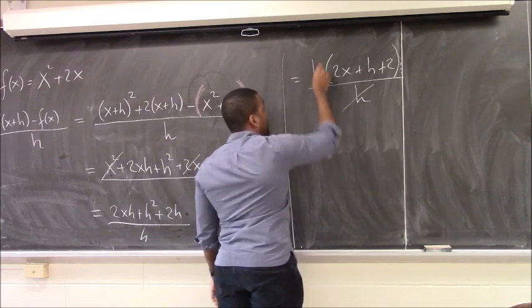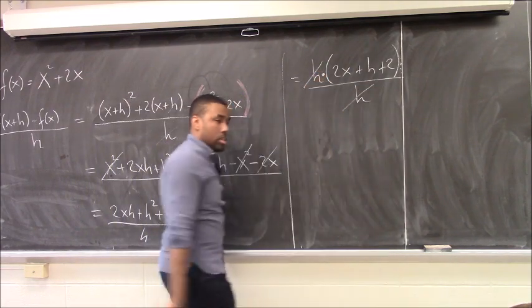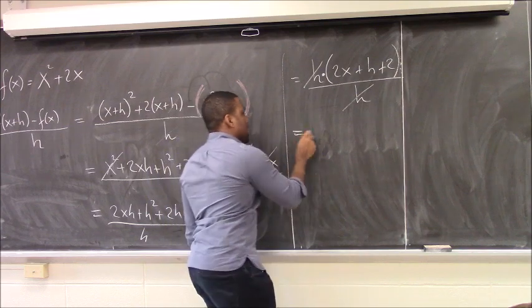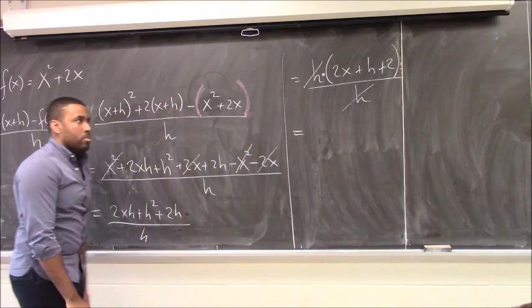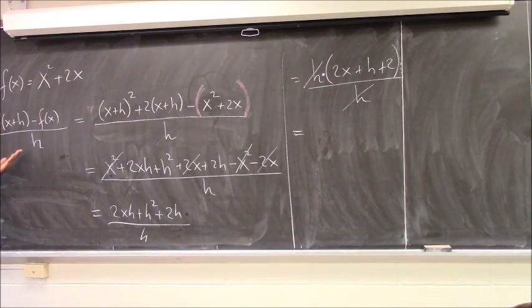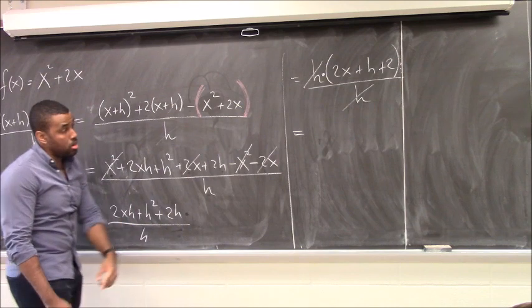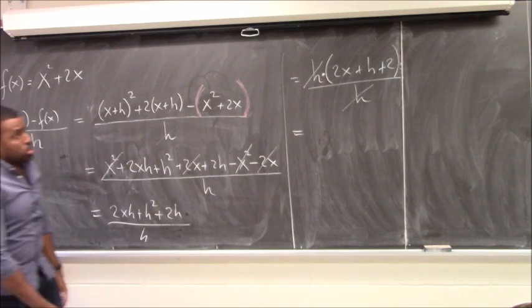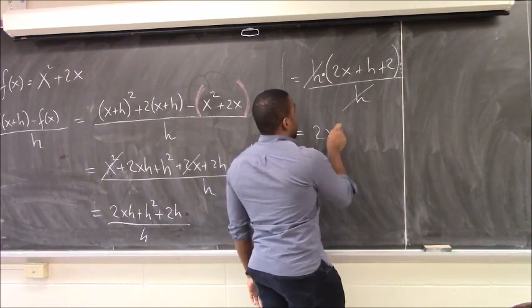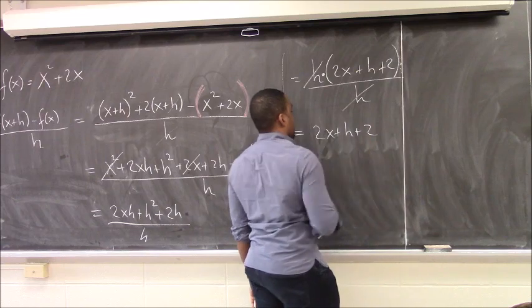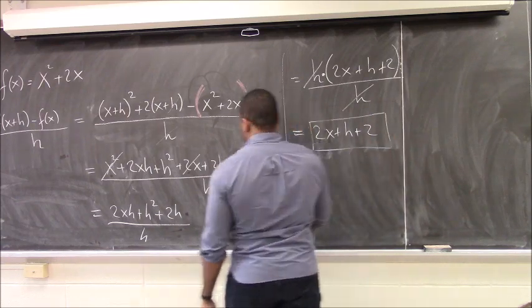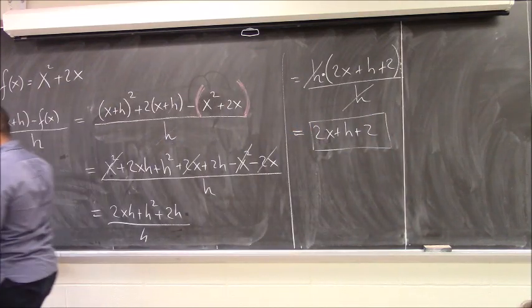Now we can cancel the h because there's a multiplication. Now for reasons that we will discuss later, when you're given a difference quotient and I ask you to simplify it, the goal will always be to bring it to a point where you cancel that h. It's going to be very important that you cancel the denominator. So ultimately we'll end up with this guy, and that will be your answer. So that's the difference quotient for this function.